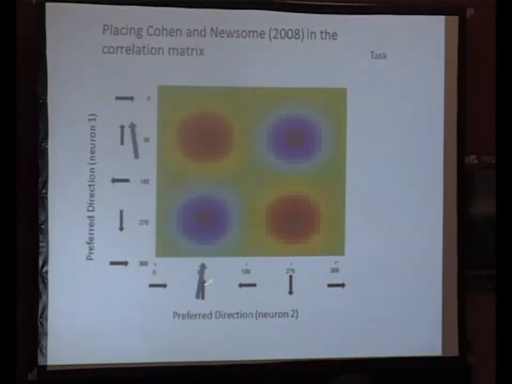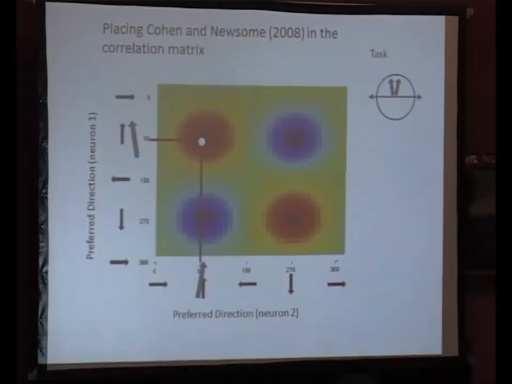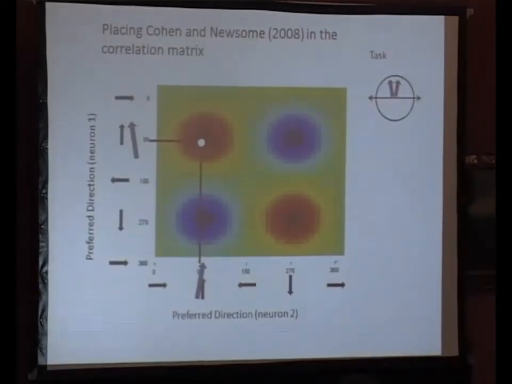So let's imagine she recorded from a pair of neurons with preferences close to vertical. Her first task would be an up-down task here, and that would give you a sample point here in the matrix. Then she gives us a second task, which is left-right. And remember, what that does is change the location of this matrix, so that for the left-right task, the matrix is now up here.